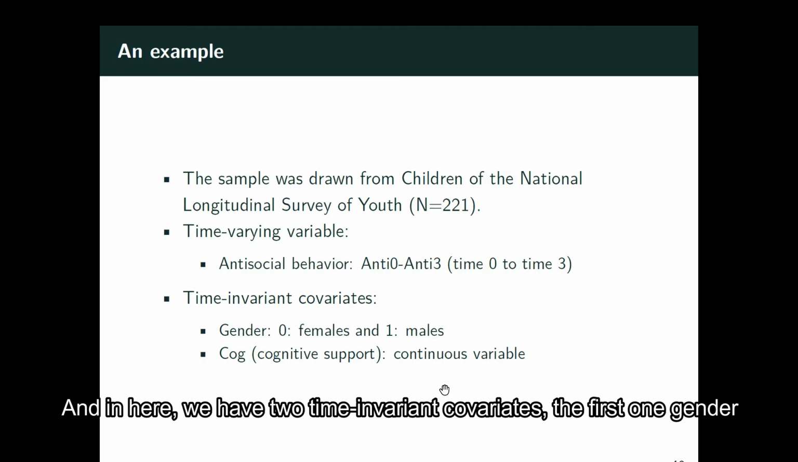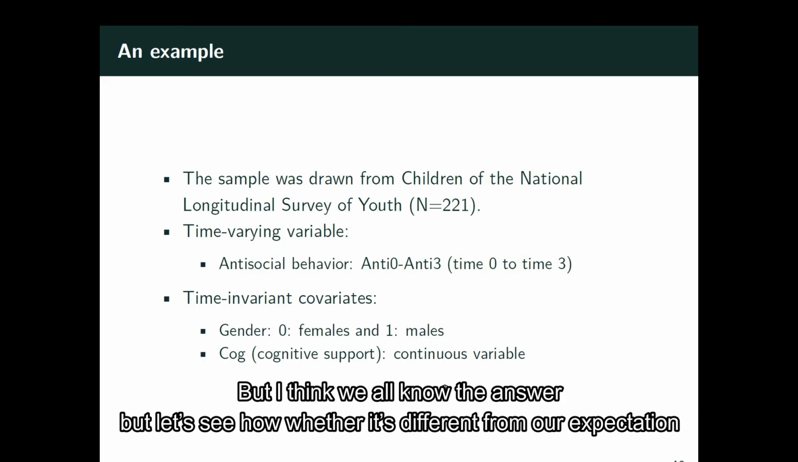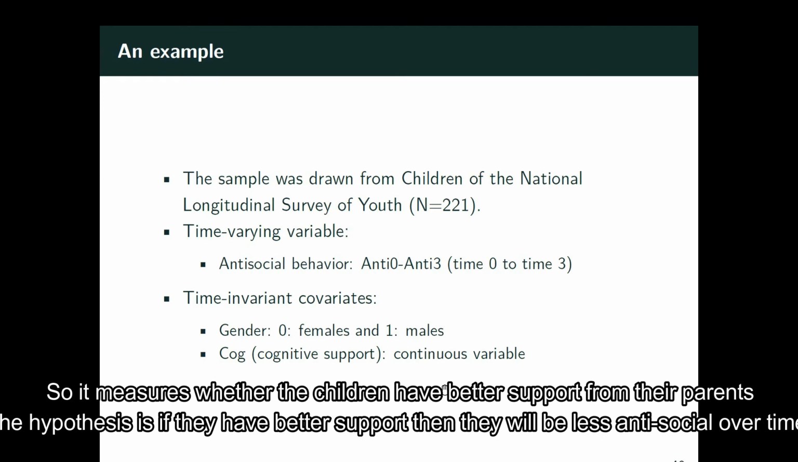And here we have 2 time-invariant covariates. The first one is gender. The question is whether the antisocial behaviors of the children are different between males and females. But of course, I think we all know the answer. But let's see whether it's different from our expectation. The other one is the cognitive support of the parents. It measures whether the children have better support from their parents. The hypothesis is, if they have better support, then they will be less antisocial over time.